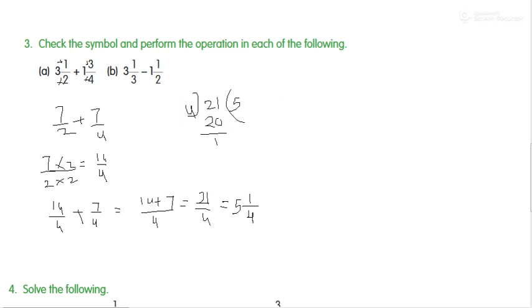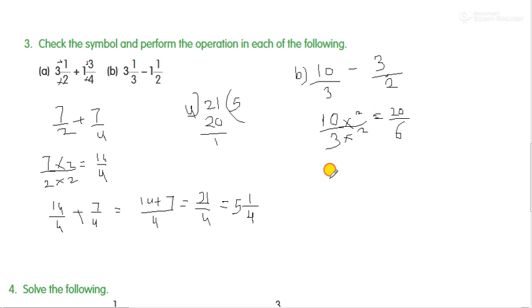Now the B bit is 3 is to 1 by 3 minus 1 is to 1 by 2. So here 3 threes are 9 plus 1, 10 by 3 minus here 2 ones are 2 plus 1, so 3 by 2. So here the denominators are different. Now here take 10 by 3, multiply the numerator and the denominator with the 2. Here 20 by 6.